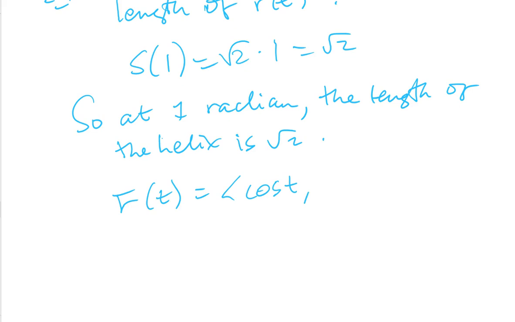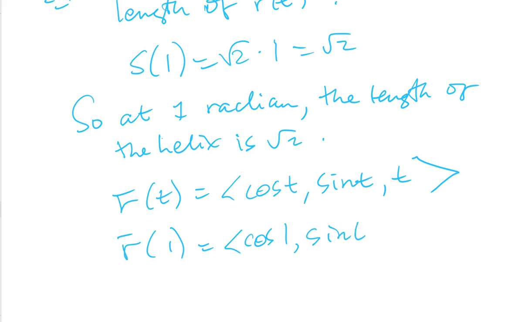So essentially, when you have r of t as cosine t, sine t, and then t, the arc length s of 1 is going to be, so time out, 1 radian, so r of 1 is cosine of 1, sine of 1, and then 1. These are radians, okay? Cosine of 1 is, I think, 0.54, sine of 1 is 0.84, and then 1. So at this point on the helix, the arc length is root 2.